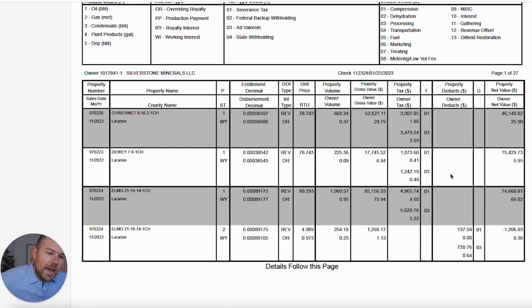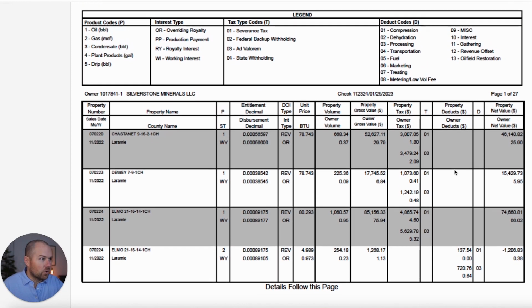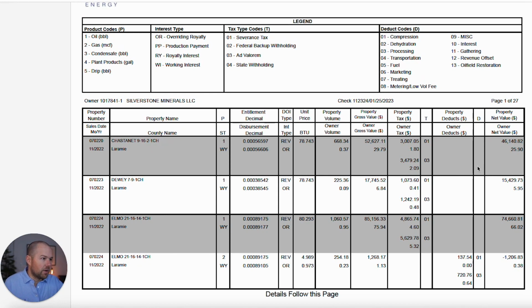Okay, so the next column on the check stub is deductions, right? So what kind of deductions are we talking about? Well, all of them are going to be listed up here, right? So you see D right here stands for deduction codes.